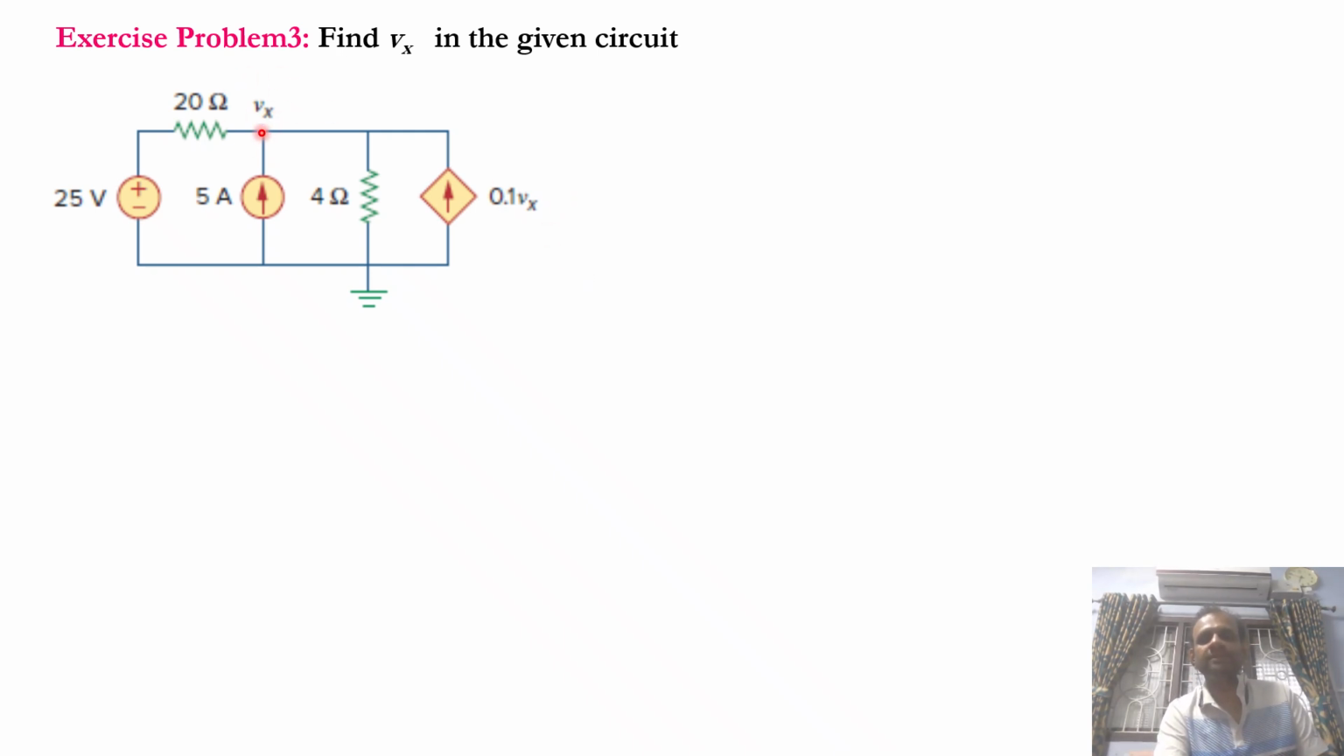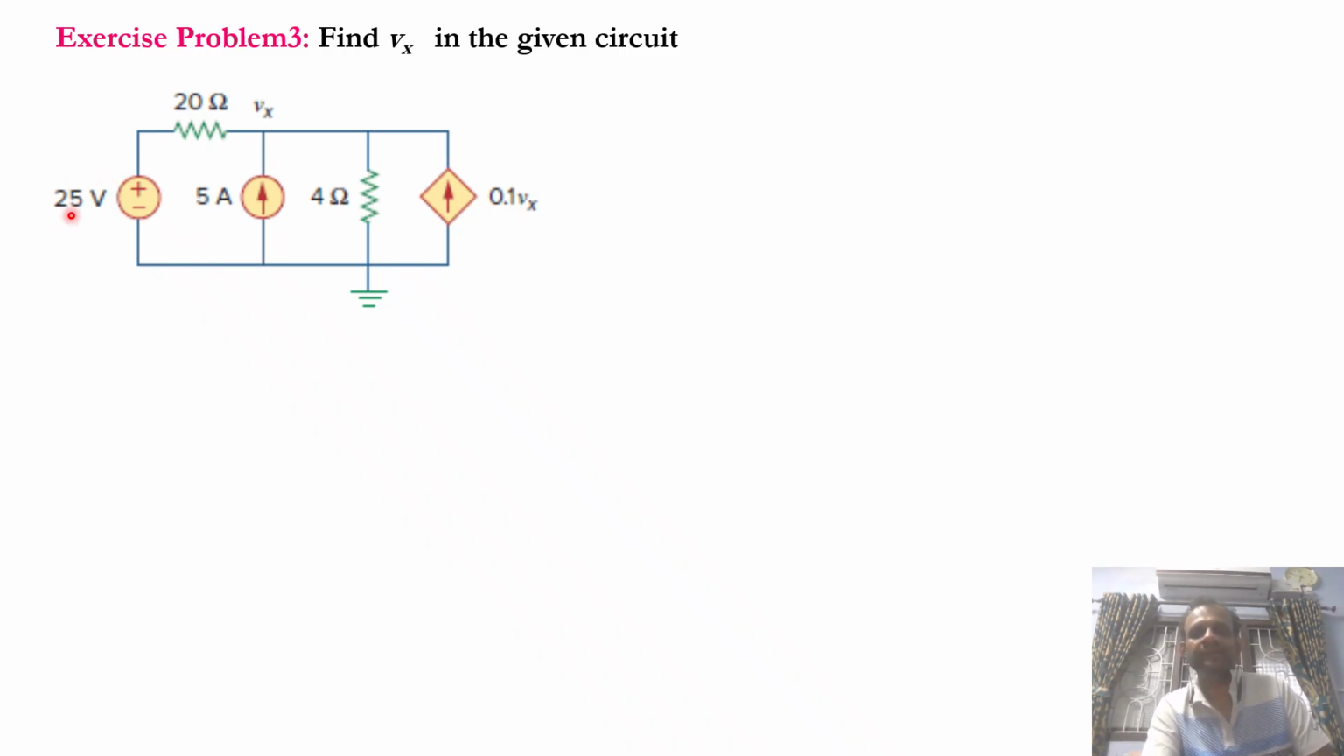So this voltage is a node voltage Vx. It is not known. You have to find that. But 0.1 Vx is given here. It is a current source. How to solve? This cannot change. So only two sources can be used, 25 volts and 5 amperes.